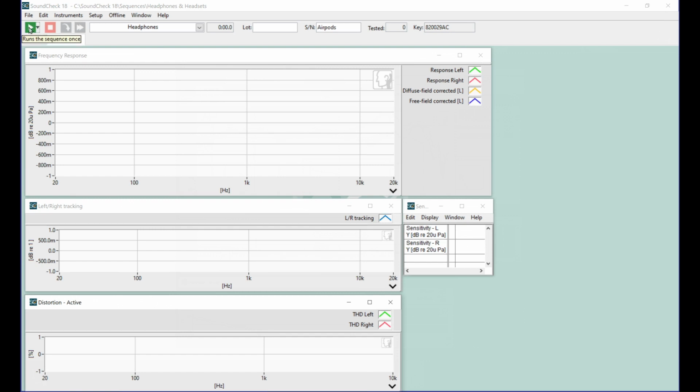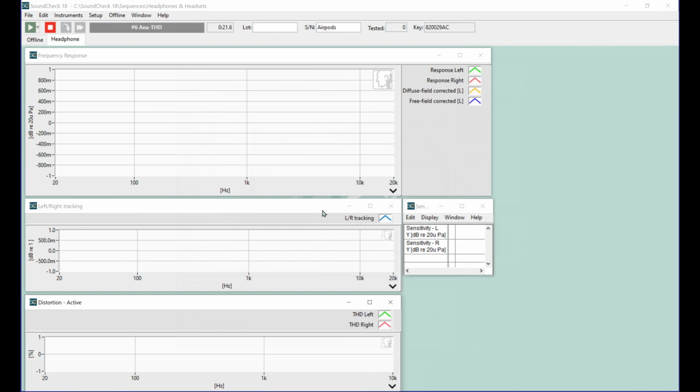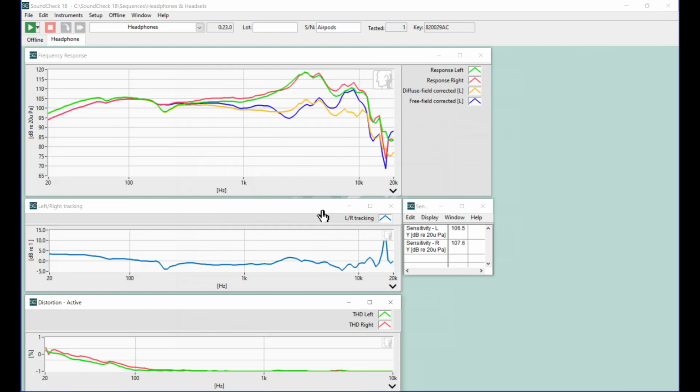And this is a sequence I made back in the early 2000s, because I didn't want to carry a head and torso simulator or even an ear simulator for demos. So I measured, in this particular case, Etymotic in-ear headphones, and I saved the raw recorded time waveform. So instead of saying I want to measure live, I'm just going to recall the data. And of course, it doesn't have to be that waveform. It could be other headphone waveforms.